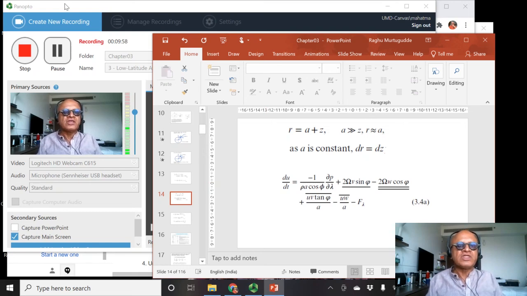So we started with the equations of motion and started to look at what it means when we are on a sphere and in a rotating framework.